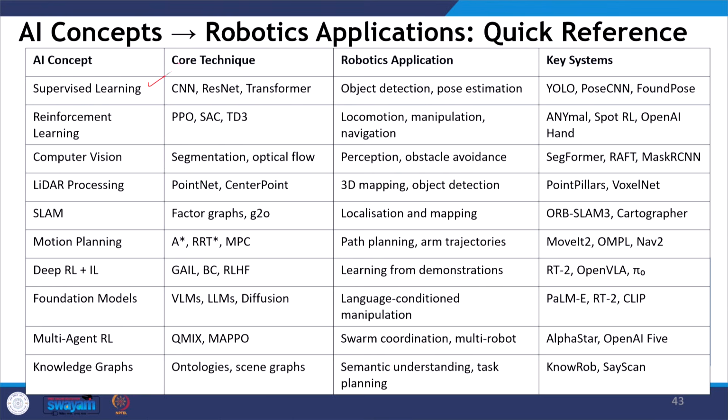Okay. For AI concepts which are applicable in robotics, here is a quick reference guide. Supervised learning, say for object detection and pose estimation; reinforcement learning for locomotion, manipulation, and navigation; computer vision for perception and obstacle avoidance; LiDAR processing for 3D mapping, object detection and so on. Okay. So, this will help you to have a quick reference.